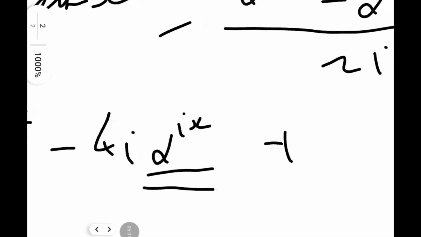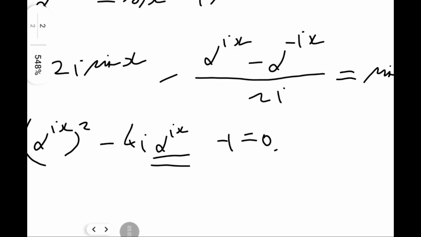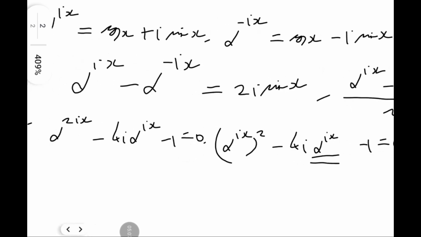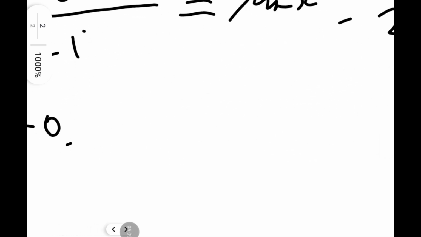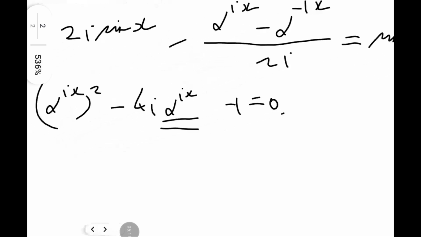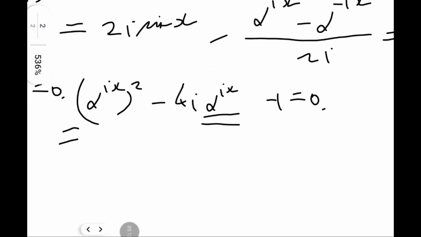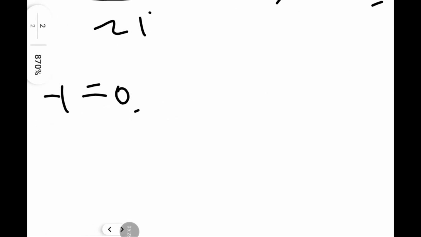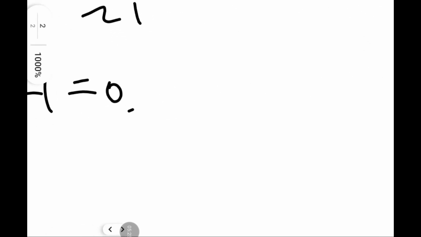minus 1 equals 0. So we have there a quadratic equation which we can solve now. What we can do is complete the square. Whenever you have a single coefficient there, the coefficient is 1. We haven't written it out, but it's the same as 1. Whenever you have that, it's good to complete the square, as it makes things easier. So let's do that.